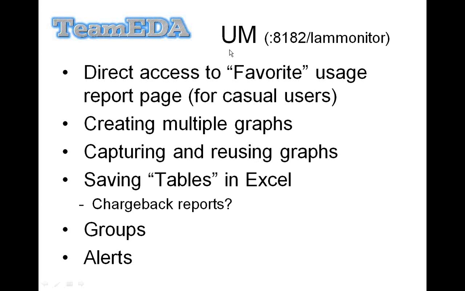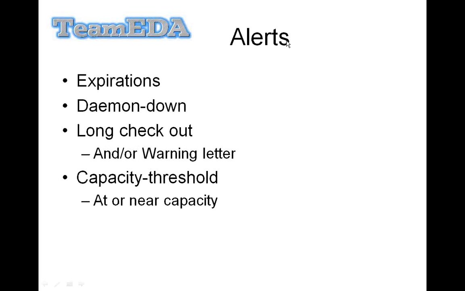The tables in UM are all exportable to Excel, and you can use those Excel spreadsheets for doing chargebacks or performance evaluations of specific users or groups of users. We'll also cover group creation in this tutorial, and a little bit on alerts, although alerts are covered in a separate tutorial on our website, but we do offer alerts for expirations or expiring license keys or features.